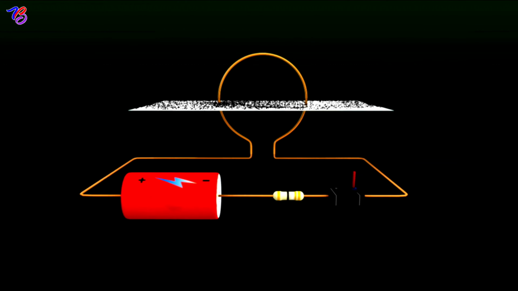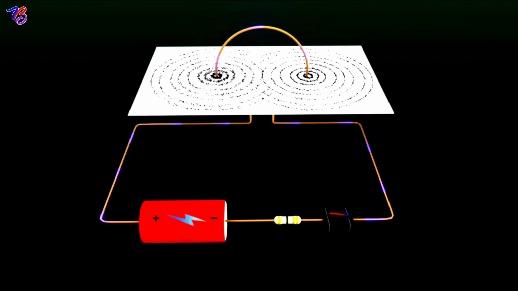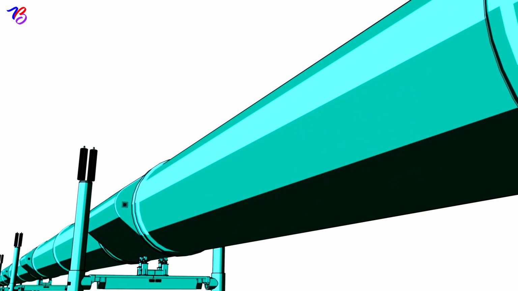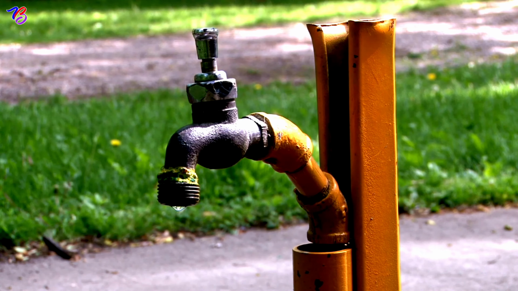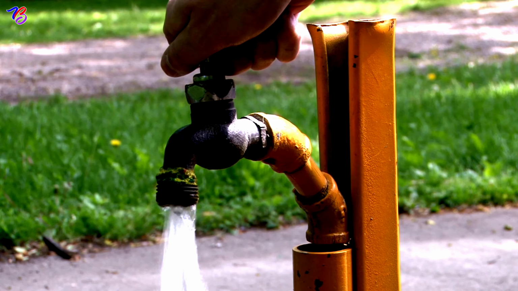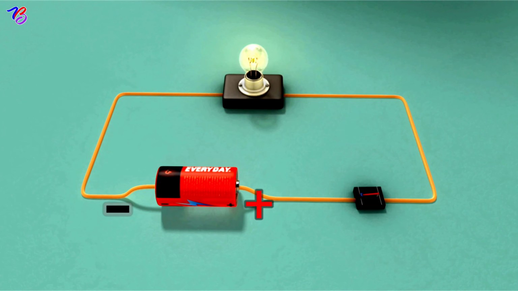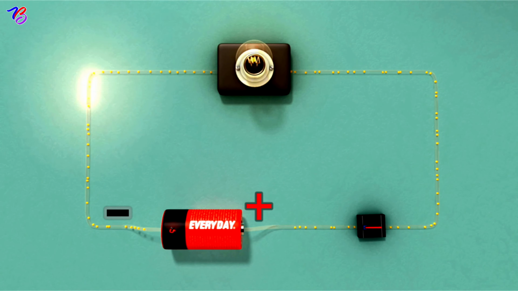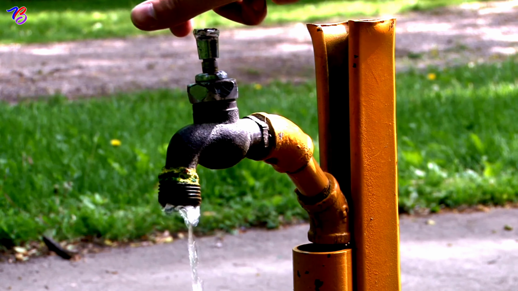So what makes current flow, or what makes charges flow? Think of it like water in a pipe. The charges are like water particles. They need pressure to move, and that pressure is the voltage. In a closed circuit, this pressure pushes electrons from the negative to the positive terminal. But in physics, we define current as going from positive to negative. That's called conventional current.